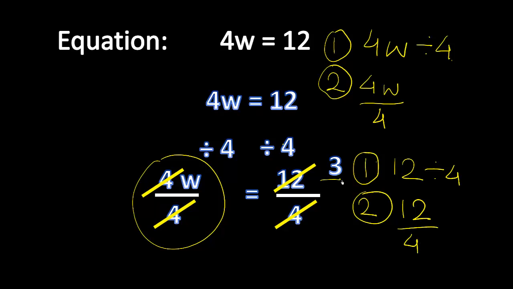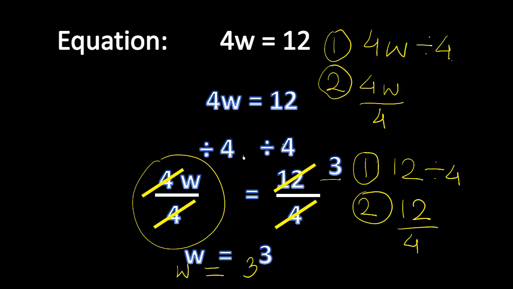Now you might be thinking why this 3 is here. 4 times 3 is equal to 12, like that. So that's why the 3 comes in the place of 12. 12 by 4 will be cancelled out and 3 will be left. So over here we have w left, and over here we have 3 left. w is equal to 3. It's just like this: w is equal to 3.